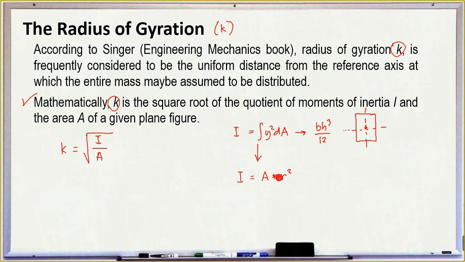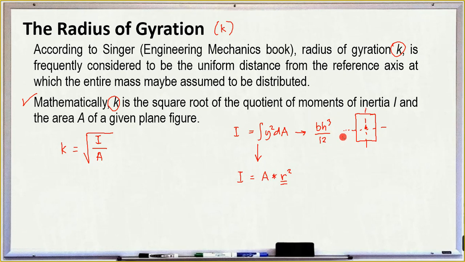Say for example, you are given the area of an object, and then you are given the moment of inertia and this R. Instead of memorizing these formulas for each plane figure that we have just derived using integral calculus, like b h cubed over 12, it is easier to memorize the area of those figures.